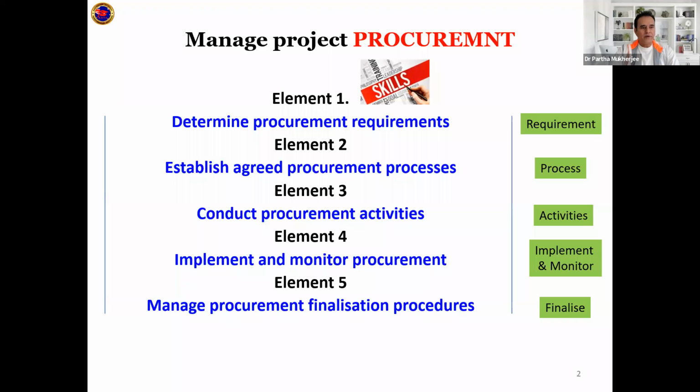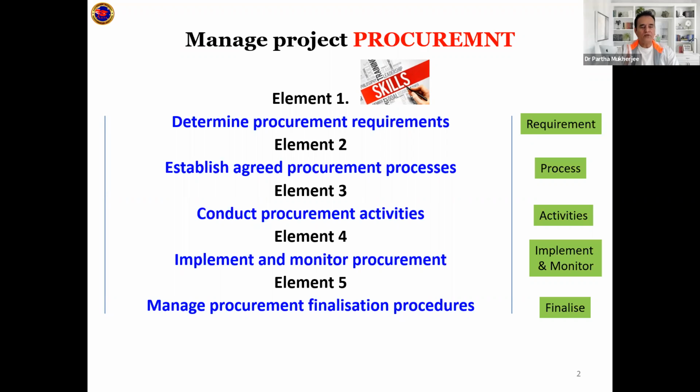Once we've got all the requirements, then we need to establish the agreed process for procuring these requirements. So this is about understanding the process and having a process to procure each and every item that we plan to procure. The next one is to conduct the activities, the actual activities to procure what you need to procure. So those are the activities.